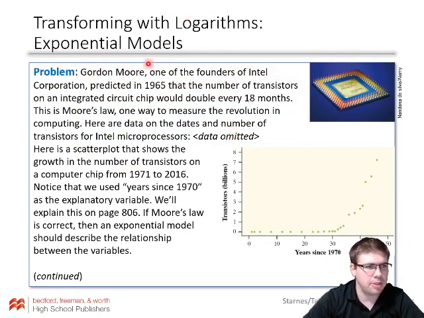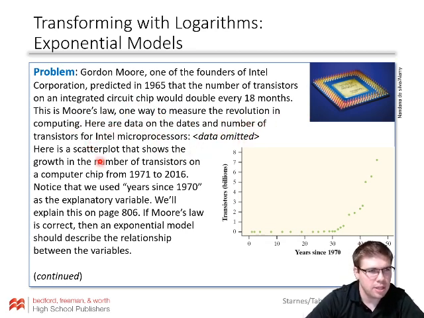So, for example, in this case, Gordon Moore, one of the founders of Intel Corporation, predicted in 1965 that the number of transistors on an integrated circuit chip would double every 18 months. This is Moore's law, one way to measure the revolution in computing. Here are data on the dates and number of transistors for Intel microprocessors.